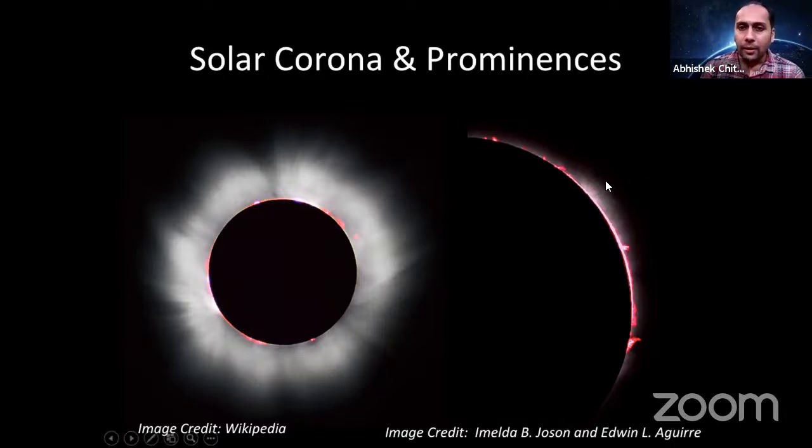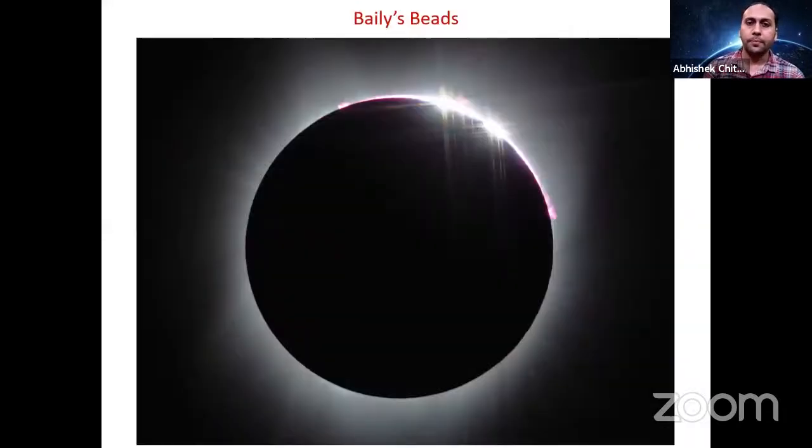And the second thing is prominence. So here you can see some prominences. These are solar flares which can be observed mostly with telescope. And if it is strong enough, you can easily see the solar flare during the total solar eclipse.